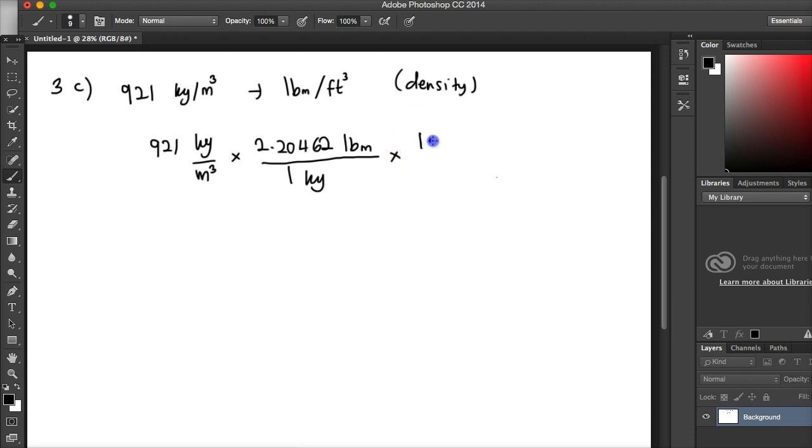So 1 meter cube is equal to 35.3145 cubic foot. So that easily cancels out kilogram, and you end up with pound per cubic foot. So this value will be 57.5 pound per cubic foot. Alright, so that's question 3C. Now we move to the next question.